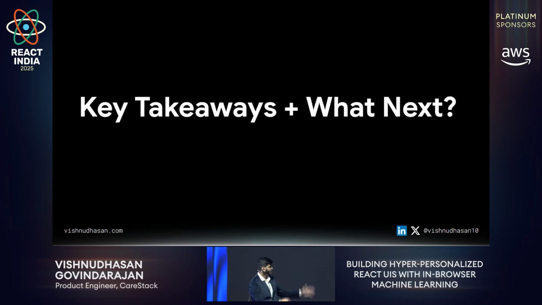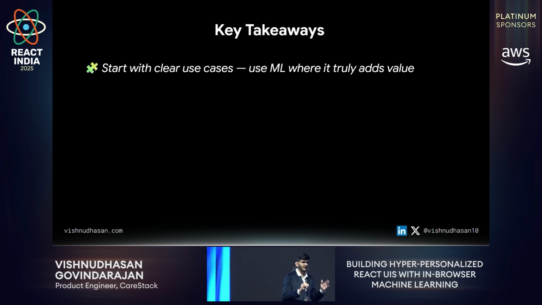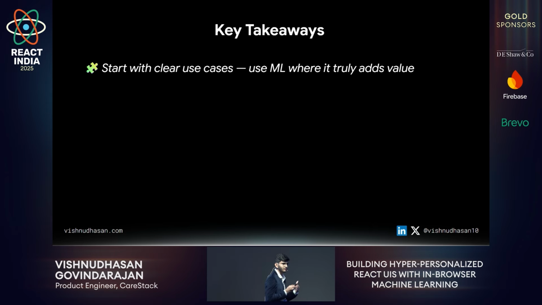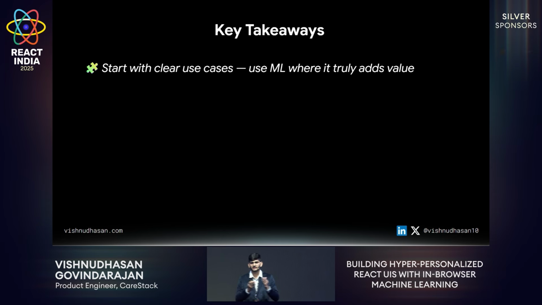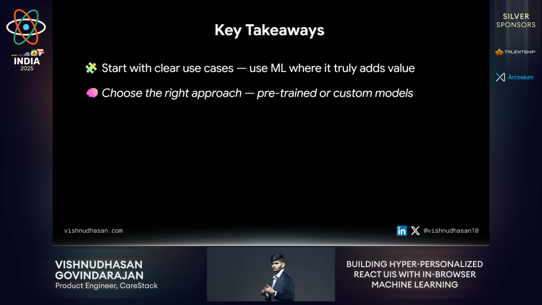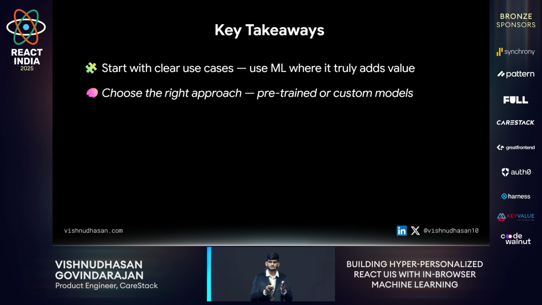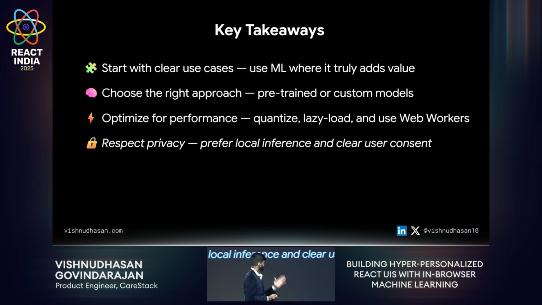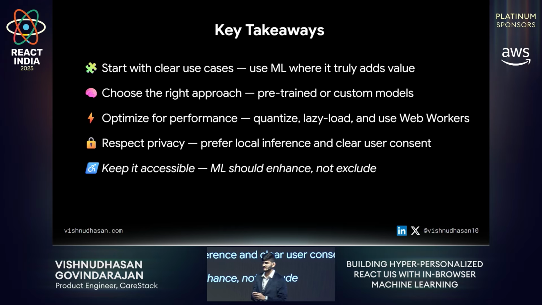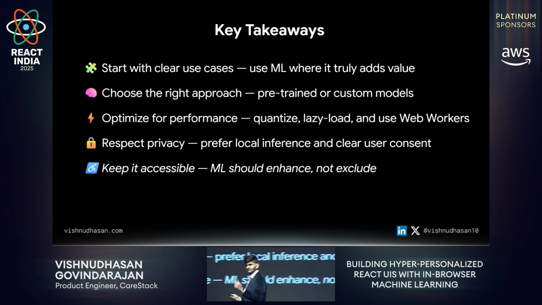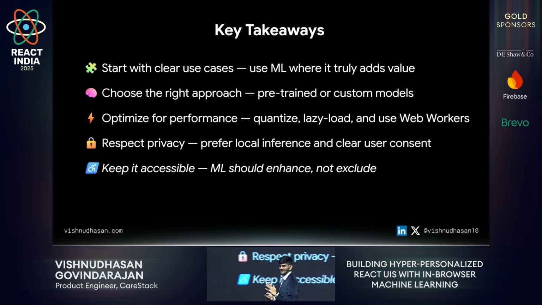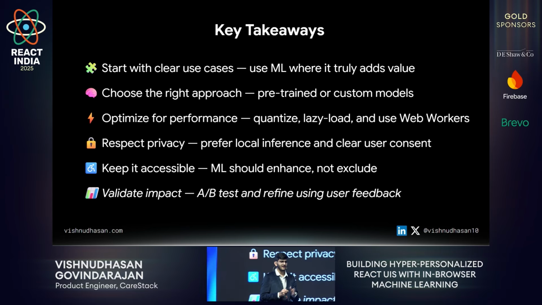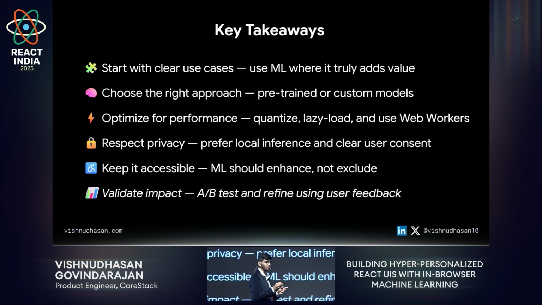OK, what all did we see just now? We have to start with clear use cases, where we can properly use it, where we can get the most out of machine learning in the browser. We have to choose the right approach, whether I'm going to use a pre-trained model like this, or train a model myself. And again, optimization is there. Privacy. We need to take care of this. Yeah, accessibility. Someone spoke about accessibility. Good. We have to make sure it is accessible. And validate impact. Don't forget to do A/B tests. I know it is boring, but still.